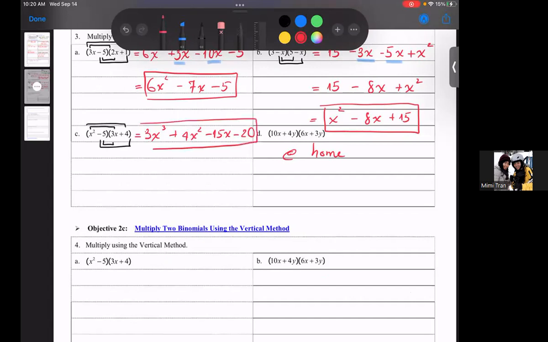Oh, they're not like terms. So order 3, order 2, order 1. Yeah, they're not like terms.